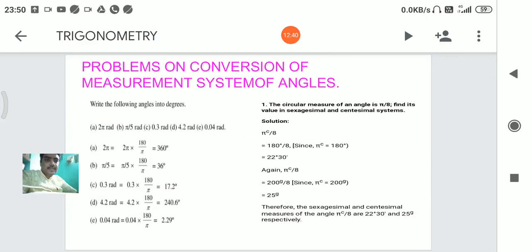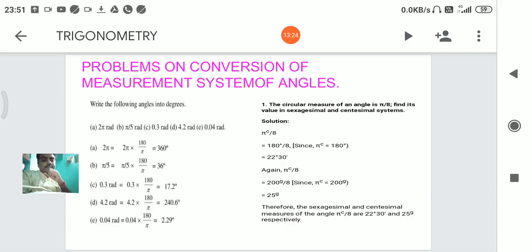Here I have given some examples that you can do very easily. Here I have given some angles in radian, and you have to convert them into degrees: 2 pi radian, pi by 5 radian, 0.3 radian, 4.2 radian, 0.04 radian. Now one problem I discussed: 2 pi radian, radian to degree, that's 2 pi into 180 by pi, just multiply and you will get the result, 360 degree. Or pi by 5 into 180 by pi, that will give 36 degree.